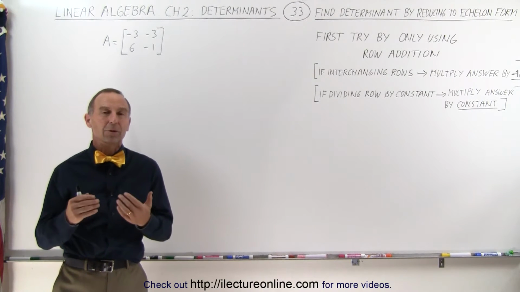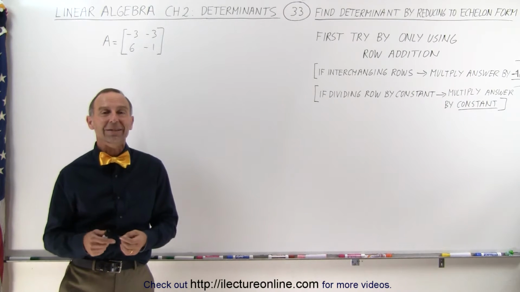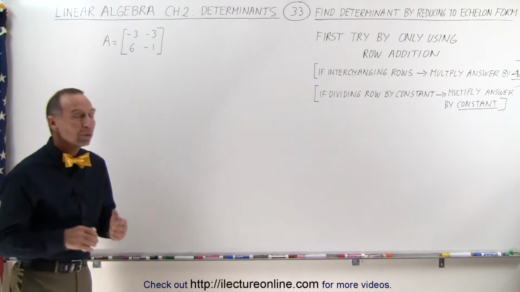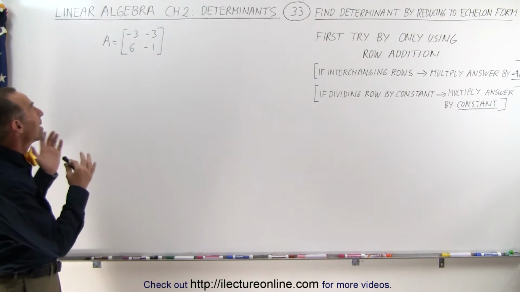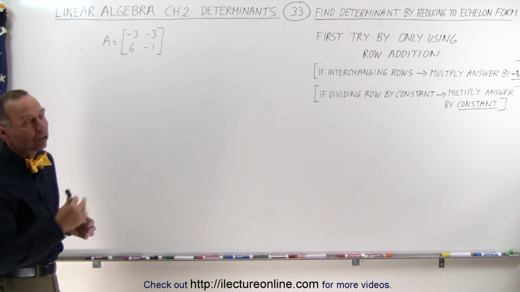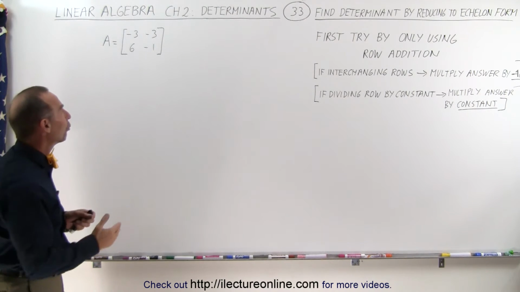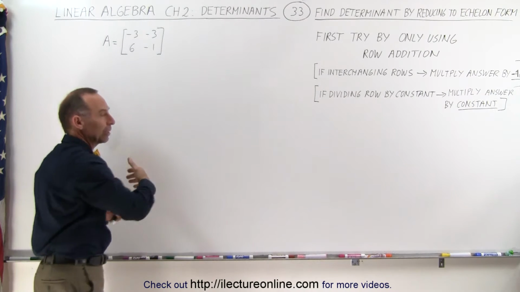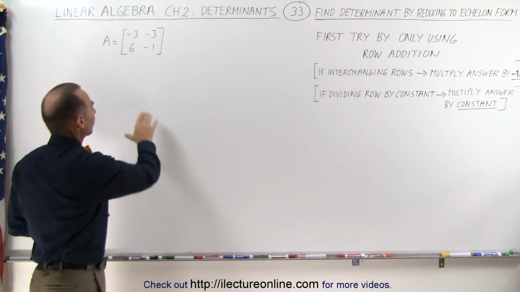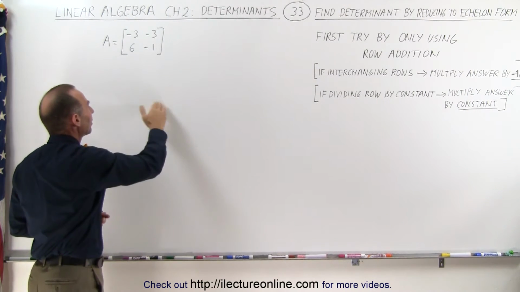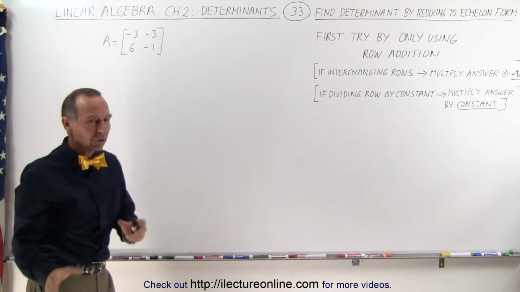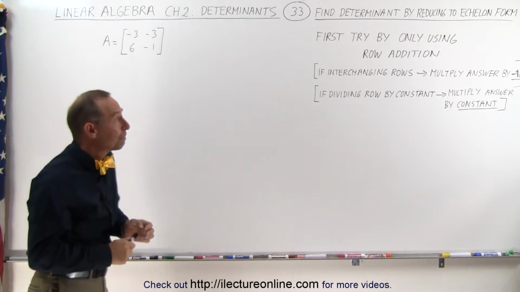Here we're going to learn yet another way of finding the determinant of a matrix. We're going to do so by reducing the matrix to what we call the echelon form. The echelon form is where the lower left, and typically the lower bottom left of the matrix, is all zeros, and we have the diagonal and numbers on the other side of the matrix. You'll see in just a moment what that looks like.